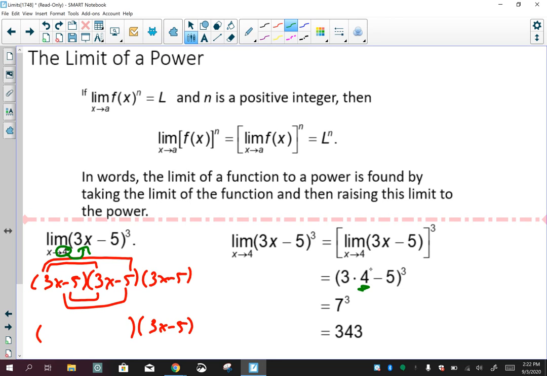And that's all we did over here. We took the 4, plugged it into here. So 3 times 4, that's your 12, minus 5, that's where the 7 comes from. 7 to the third power will be 343. Okay? So keep that in mind. Don't make this stuff harder than what it has to be. All right?